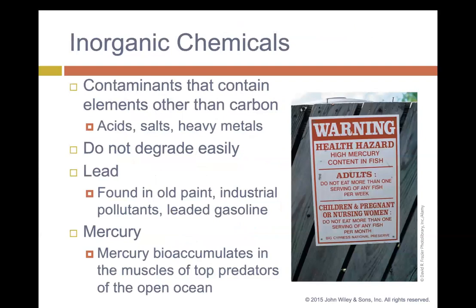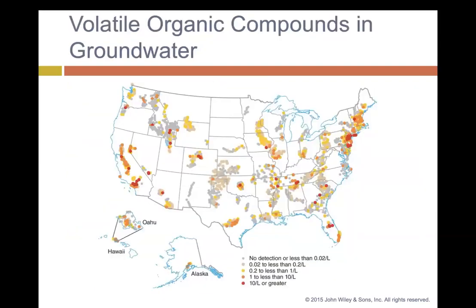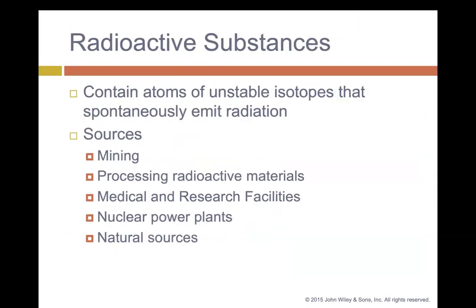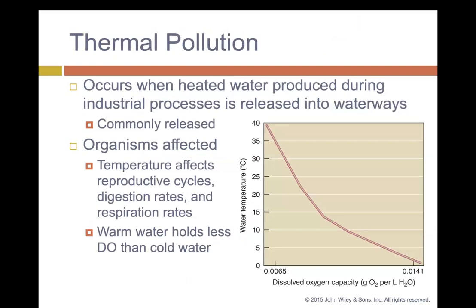Inorganic compounds contain elements other than carbon, like heavy metals, acids, and salts, like lead found in old paint, or mercury. And then radioactive substances contain atoms of unstable isotopes coming from mining and processing these materials, medical research facilities, nuclear power plants, and natural sources.